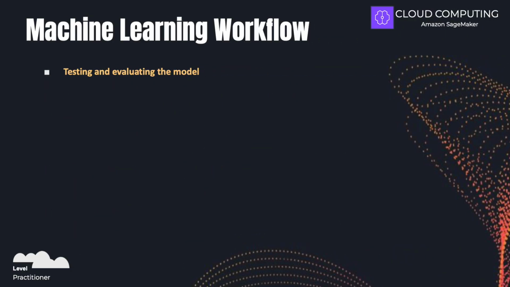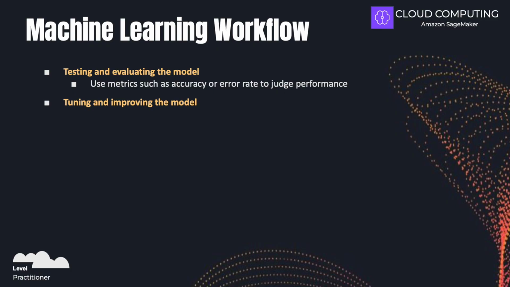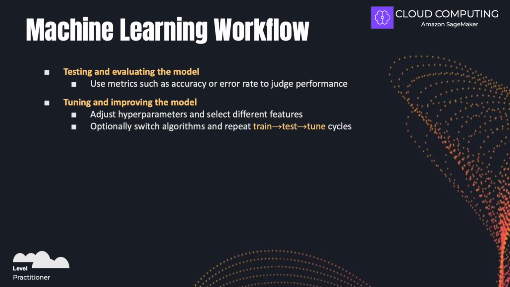After that, you test and evaluate the model. You give the model data it hasn't seen before and check how well it performs using metrics like accuracy or error rate. This step tells you if the model is good enough to be useful or not. If the results aren't good enough, you tune and improve the model. This usually means adjusting hyperparameters, changing which features you use from the data, or picking a different algorithm. You repeat this cycle of train, test, and tune until the performance is acceptable for your use case.